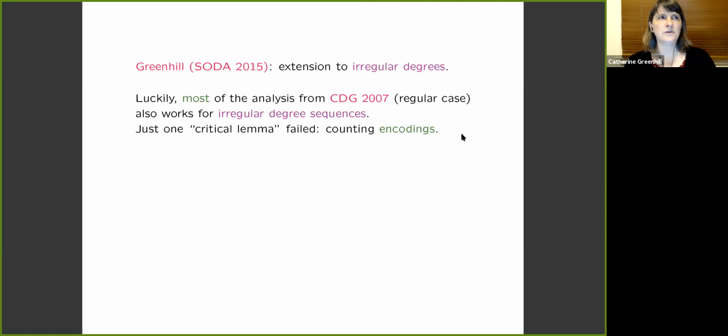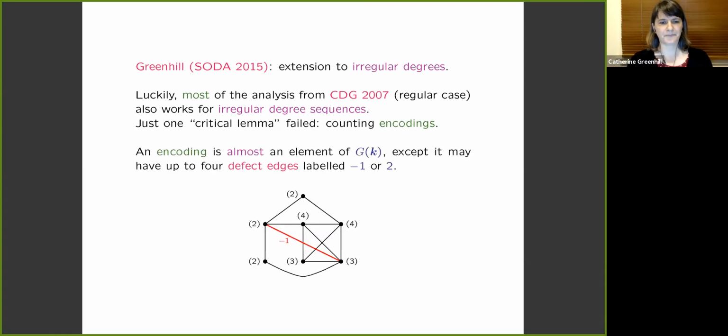And an encoding is used to try to bound how much flow in your multi-commodity flow. I'm not really telling you any definitions, but how much flow is going through a particular transition. So this is what an encoding is. It's almost an element of G_K, a graph with the given degree sequence, except it might have, in our case, up to 4 defect edges, and a defect edge is labeled -1 or 2. But you still want the sum of the labels on the edges to add up to the given degree sequence. And a standard edge just has label 1, and a non-edge has label 0.